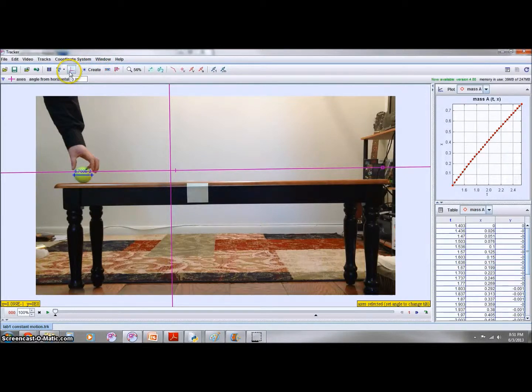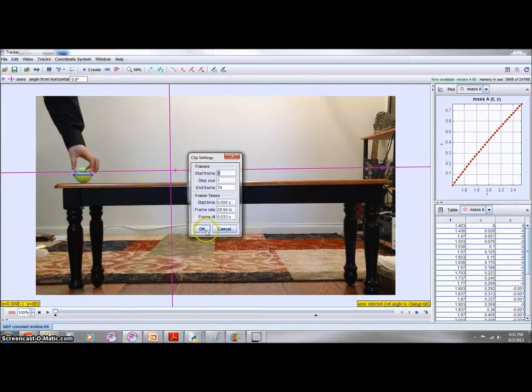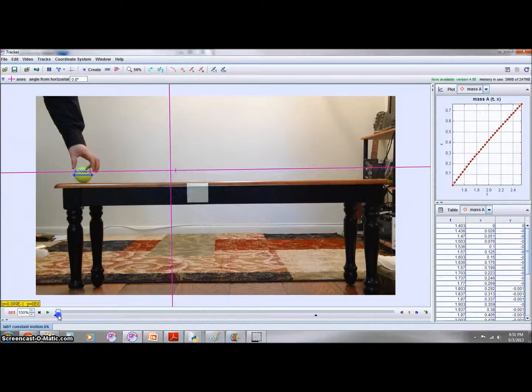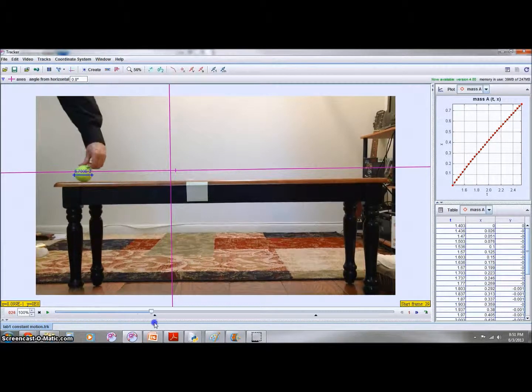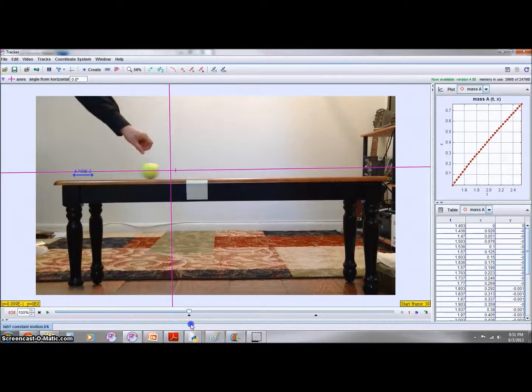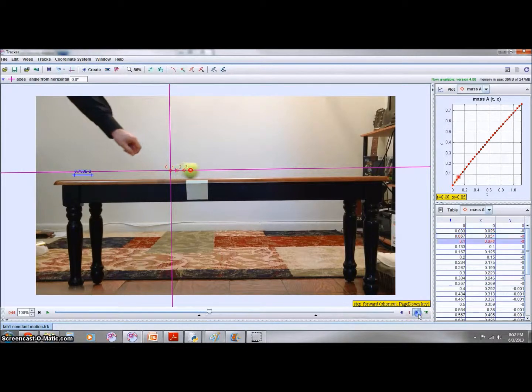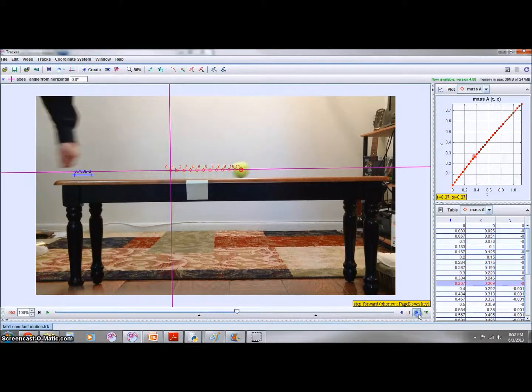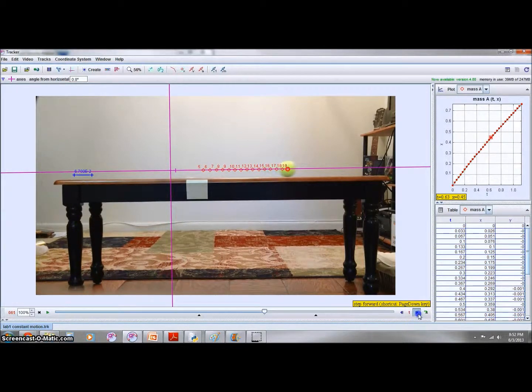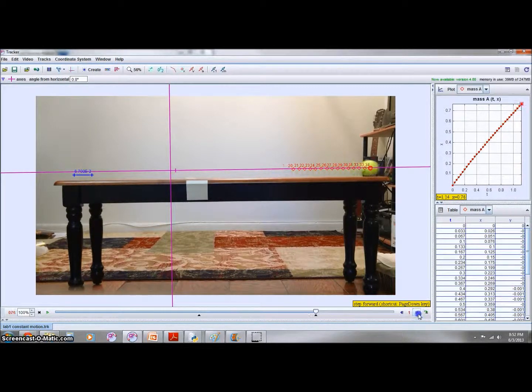Then I select the portion of the video where the ball appears to be traveling at a constant velocity. I've chosen frames 42 to 76. Now I can begin taking measurements by marking the center of mass of the ball from frame to frame. On the right, I can see the data gathered in graph and table form.